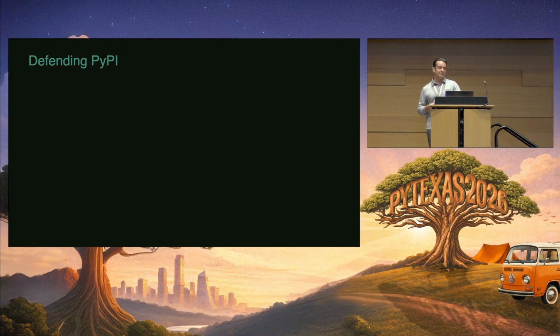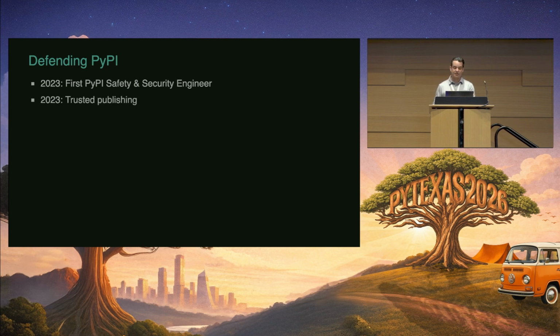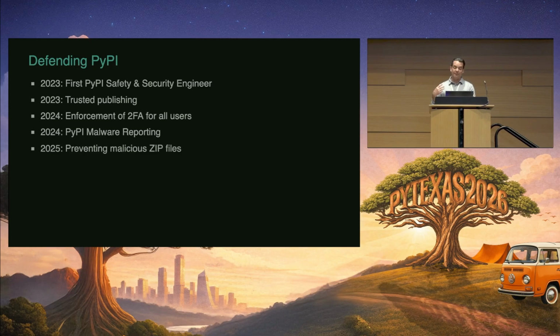So defending PyPI has been an active area of focus for the last quite a few years. One of the big initial steps was in 2023 when PyPI had its first safety and security engineer. It then established trusted publishing, enforcement of 2FA for all users in 2024, malware reporting conveniently located on package pages soon followed, automatic tools to prevent malicious zips, and typosquatting detection have all been added to PyPI, which is great.